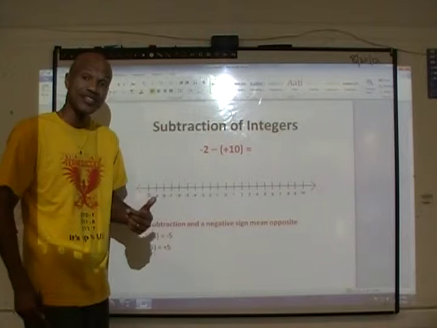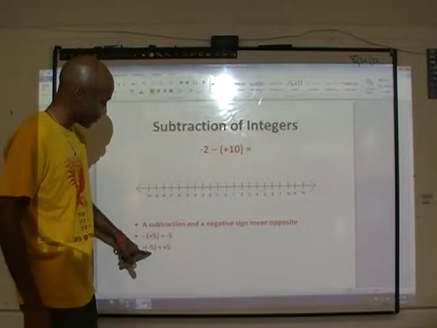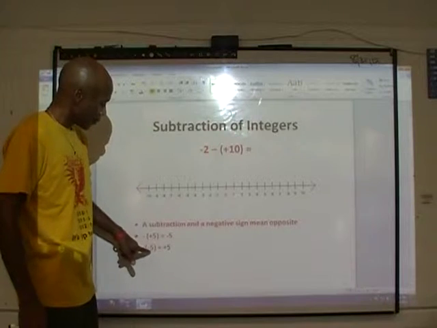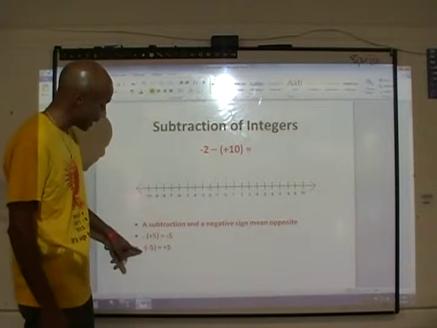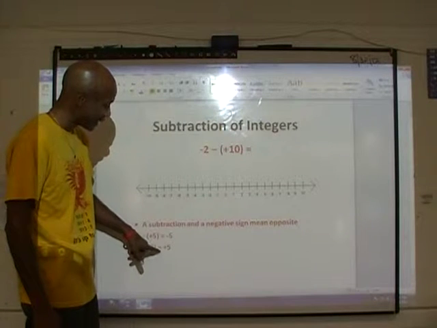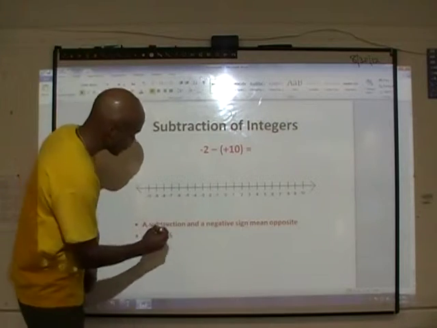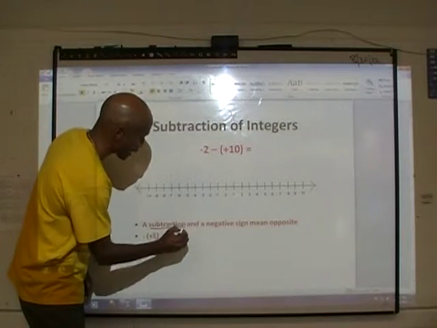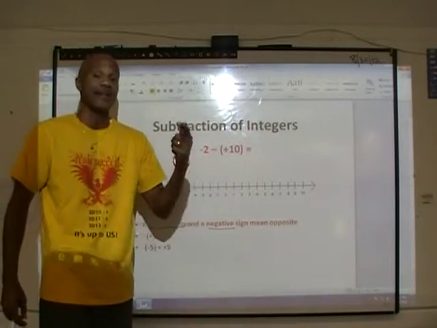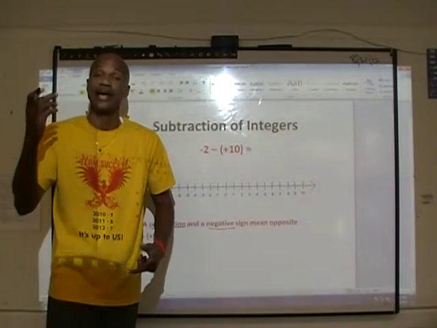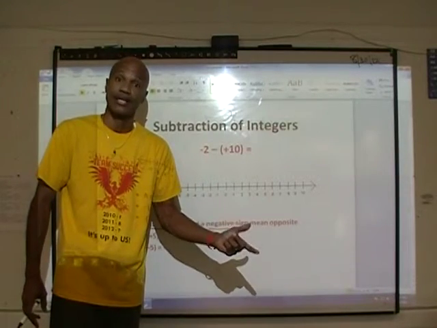Now let's take a look at the second example. A negative negative 5. What's the opposite of negative 5? Positive 5. So a negative negative 5 equals a positive 5. And remember, that works the same whether it's a subtraction sign or a negative sign, because a minus 5 is the same thing as subtracting 5, is the same thing as a negative 5.